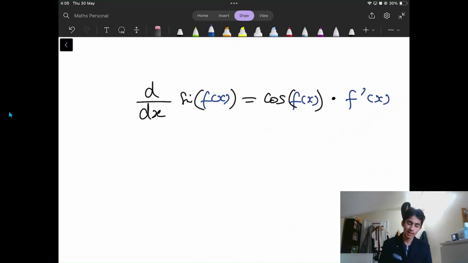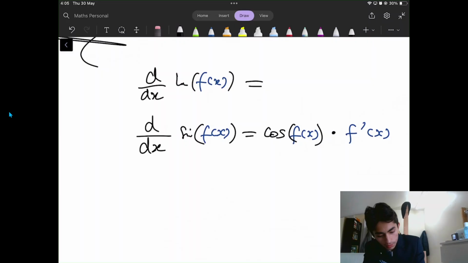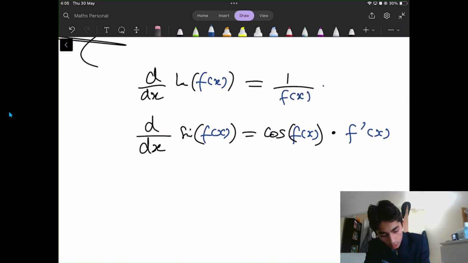I guess the chain rule would work in a similar way for the log function as well, because for ln f of x, well, first of all, the derivative of ln x is 1 over x, right? So the derivative of ln f of x should be 1 over f of x, right? However, you have to multiply by the chain, which is f prime, right?